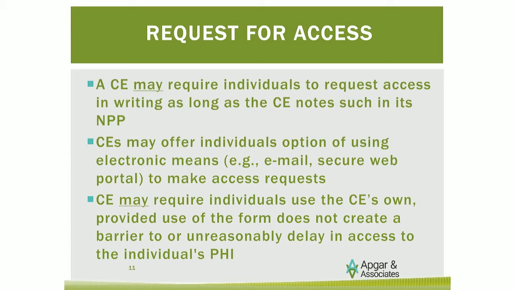They may give them the option of using electronic means to request a copy of that: email, secure web portal, things like that. And they also may require individuals to use their own form, but keep in mind that's only if it does not create a barrier to or a necessary delay as far as getting that person access to their designated record set. And I'll go into that in a little more detail as we move along.